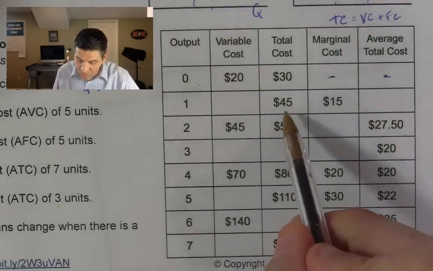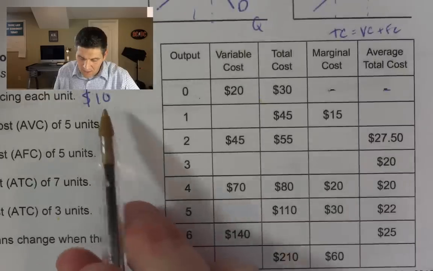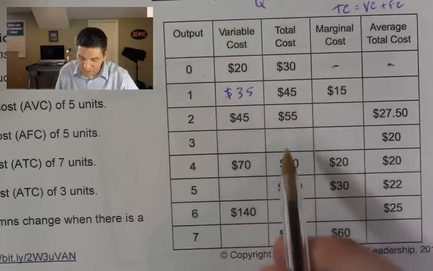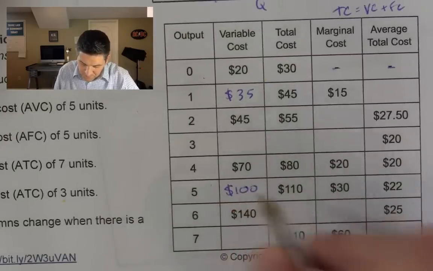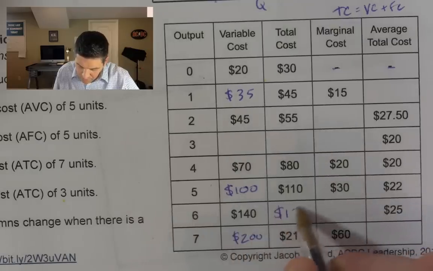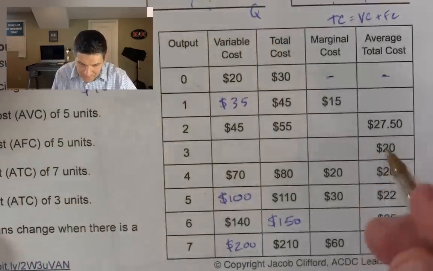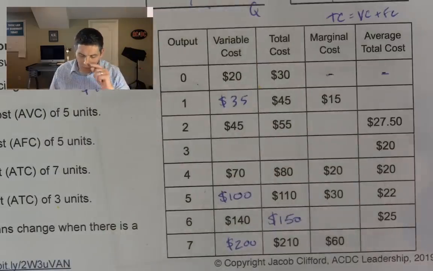So if 45 is the total cost, and we know the fixed cost is 10, then this must be 35, right? This one is 10 apart from each other. This one, we don't know that one. We'll come back to it later on. This one must be 100. This one must be 200. And this one must be 150. Okay? All right. So if you got that done, which you did, let's keep moving.